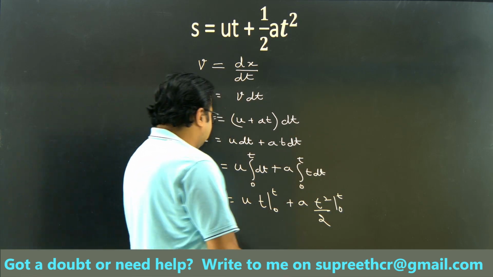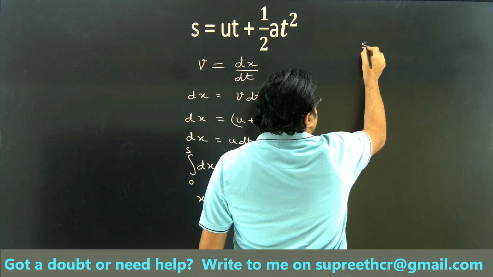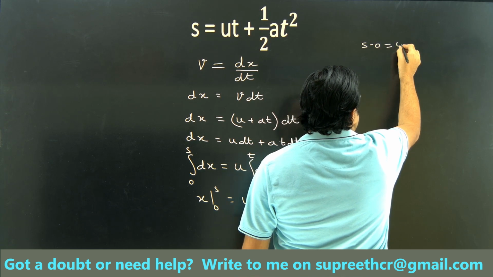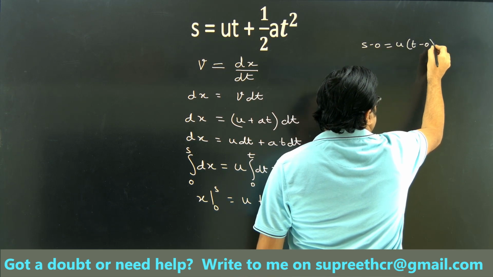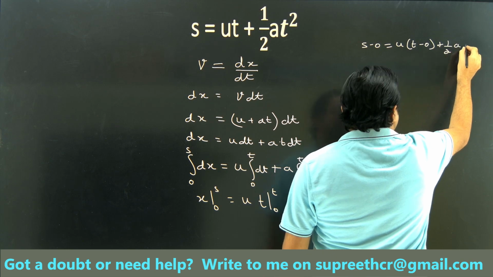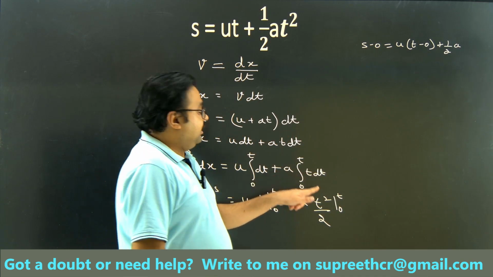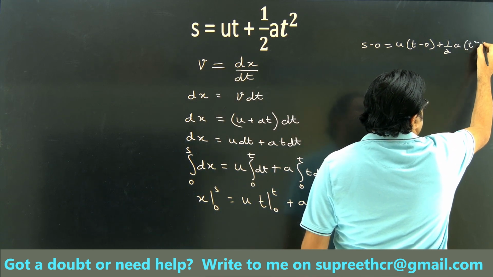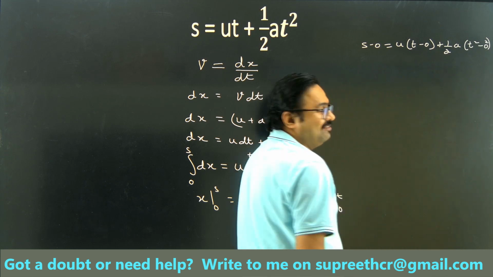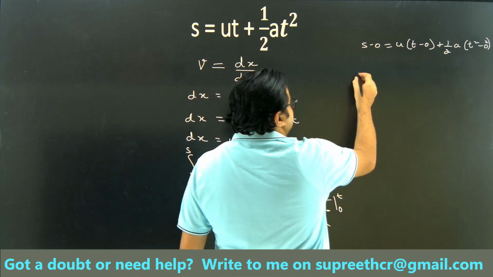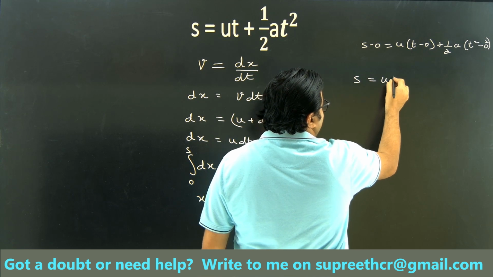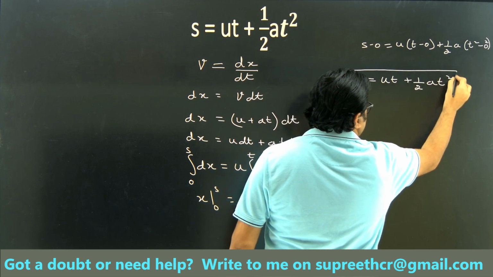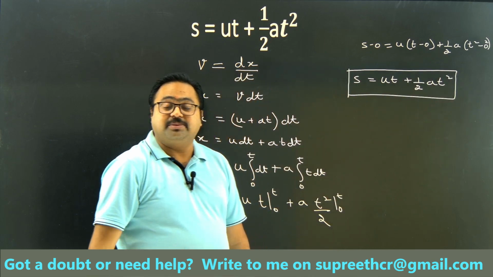Let's do this evaluation. When you do it, you have s minus 0, because it is the upper limit minus the lower limit. It's equal to u into t minus 0, plus half into a into, in place of t square you substitute the final time, t square minus 0 square is all you will have. So what does s become equal to? s becomes equal to ut plus half a t square. This is the equation you arrive at, and it's an important equation.